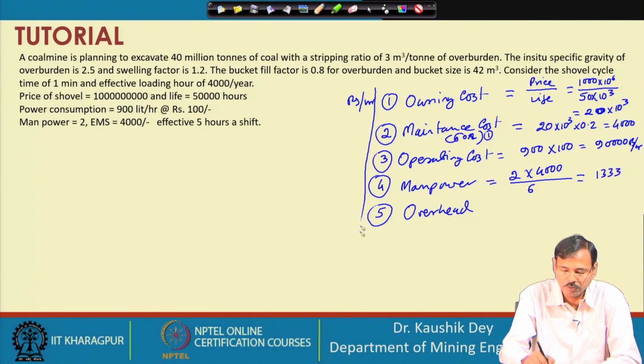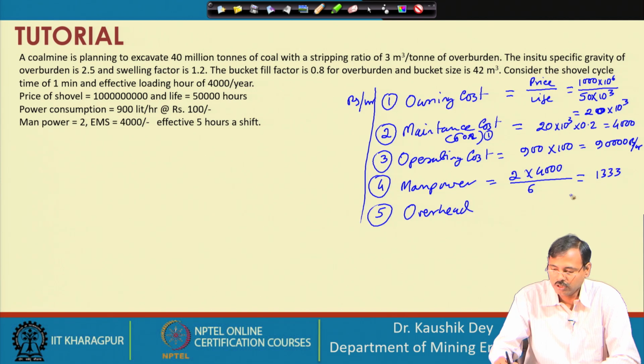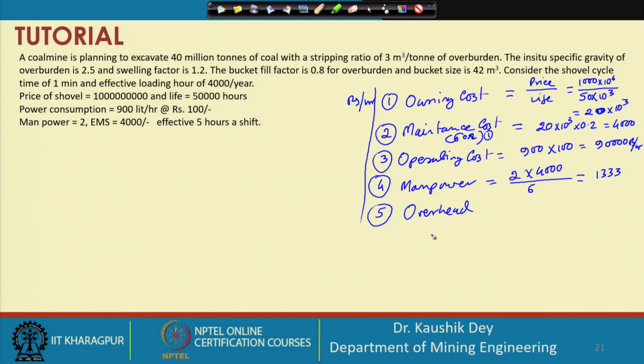So, all are rupees per hour, and overall cost is the sum of all this. So, the overhead is considered as 0.1 multiplied by sum of 1 to 4. So, sum of 1 to 4 is 20,000 plus 4,000, 24,000 plus 90,000. So, that is 11.